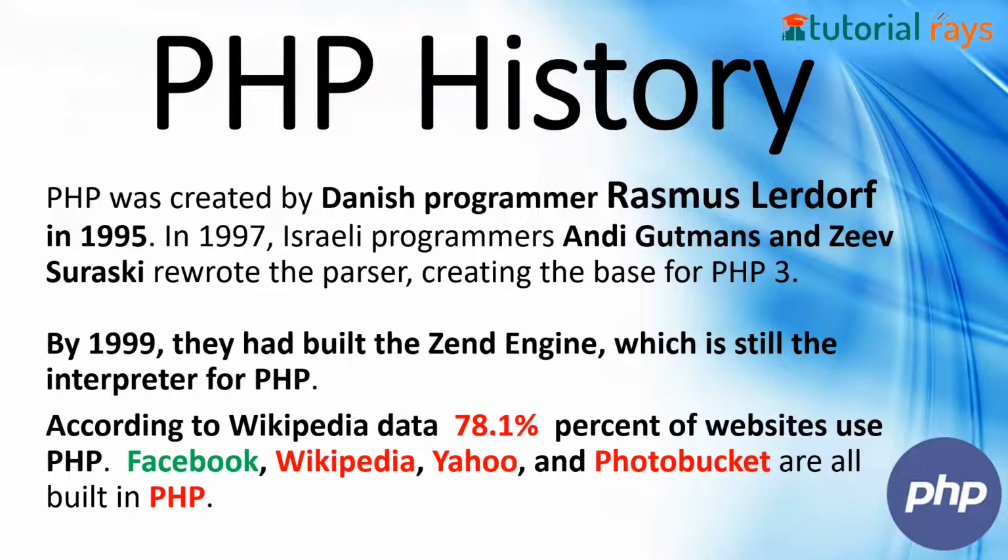Facebook, Wikipedia, Yahoo, Photobucket are all built in PHP. Some part of Facebook was later changed, and some part will change, but most of it was initially developed using PHP, and Wikipedia is completely developed using PHP.